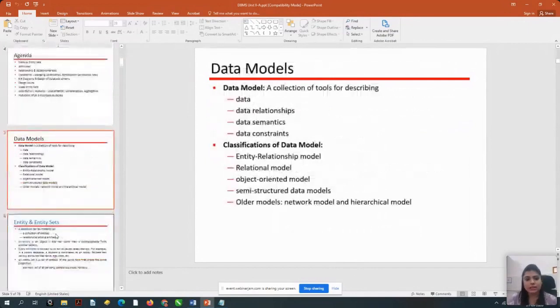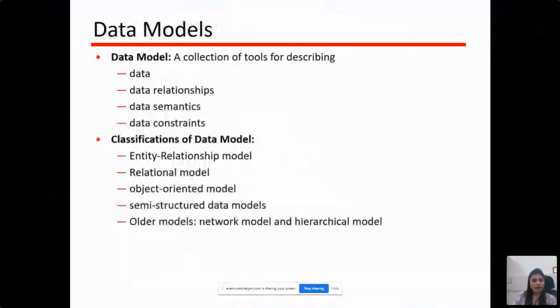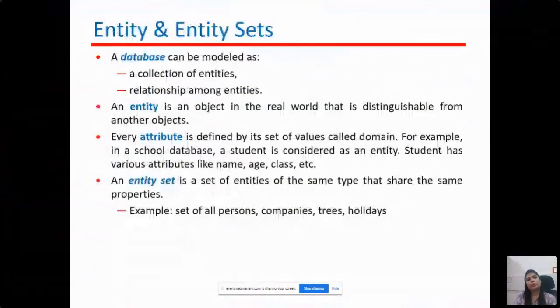So I'll just quickly switch to today's topic, where we are going to discuss various data models. A data model is basically a tool for describing data relationships and data semantics. First of all, today we are going to study ER models. So the first thing that comes to our mind is the database. How can we view the database? For viewing the database, there are some objects which are created.